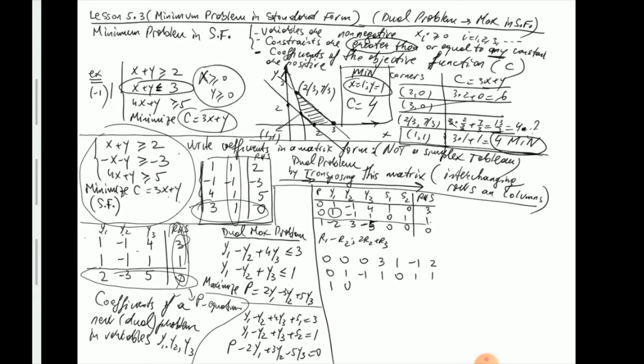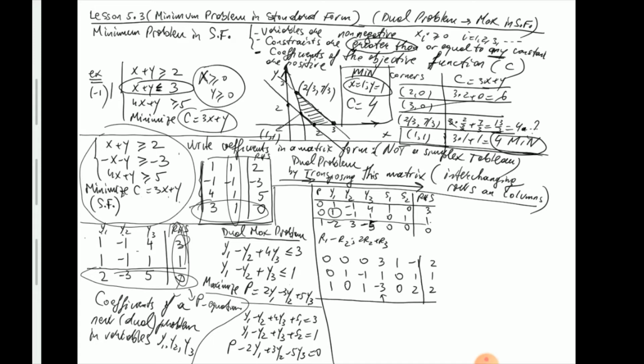And then 1, 0, minus 1 times 2 plus 3 is 1. 2 times 1 minus 5, that makes it minus 3. 2 times 0 plus 0 is 0. 2 times 1 plus 0 is 2. Okay. So we still need to pivot because we still have a negative entry in the last row.